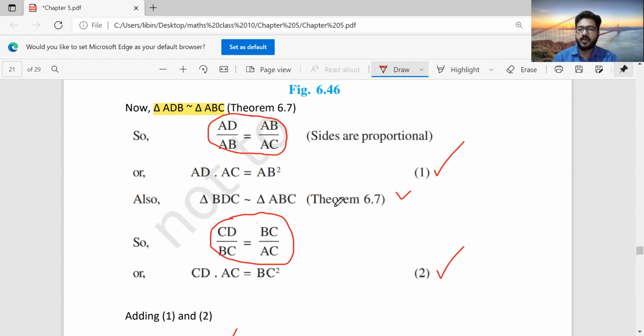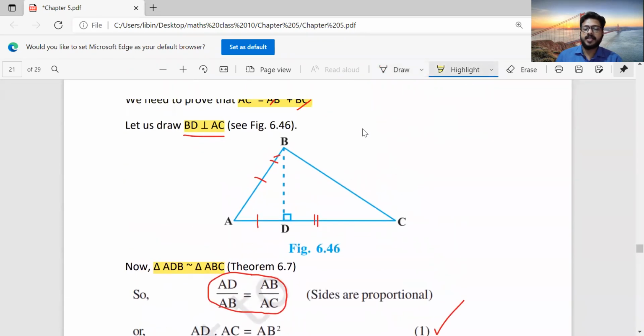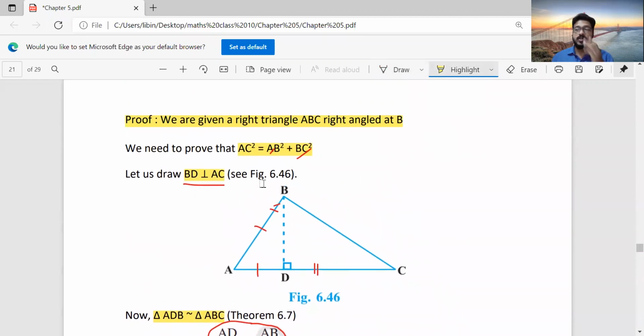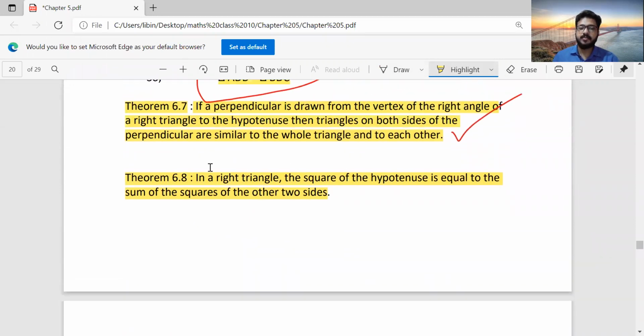Easily we can prove all that. Okay, clear? So we have seen the famous, world famous, and one of the most important theorems in mathematics, Pythagoras theorem. In a right triangle, the square of the hypotenuse is equal to the sum of the squares of the other two sides. We have seen it and the proof.